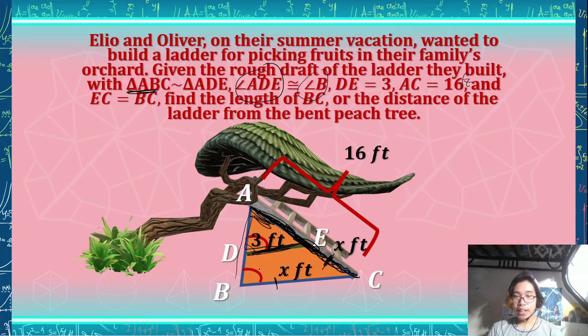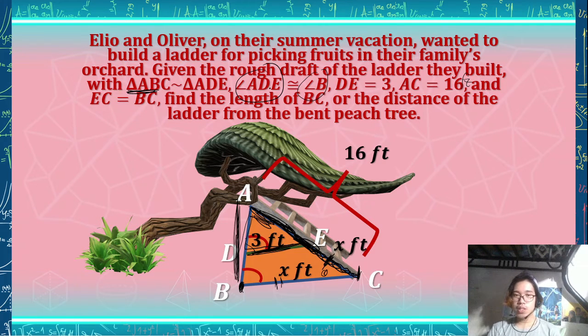We need to find the length of BC, the distance between the ladder and the peach tree. This is point B, where the tree is standing, and this is C, where the ladder begins to climb up towards the tree. So for this problem, guys, how can we get the measurement of BC? Of course, we're going to be using similar polygons, but what ratio or what proportion formula can we create for this problem?